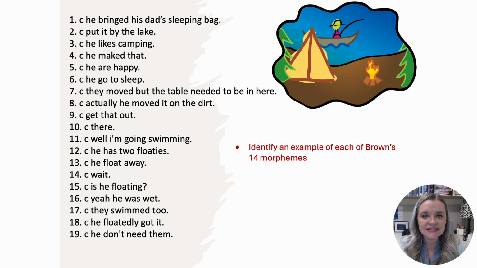Okay, irregular past tense. Now remember, this is showing that it happened in the past, but it doesn't have an ed at the end. So can you find it? There's only one that's correctly in there that I can see. It's actually utterance 18. He floatedly got it. Got is past tense, from get. Get would be present tense. Got is past tense, and it's irregular because there's no ed at the end of it.